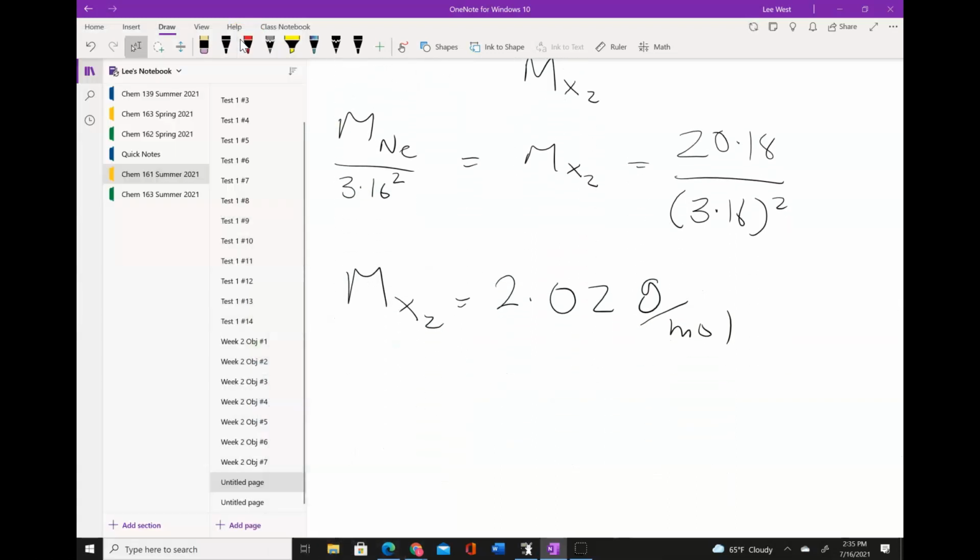Now, that's not especially helpful. What I need to do here is find the molar mass of X, because that's something that I'm going to be able to look up in the periodic table. So that's just going to be half of that, isn't it?